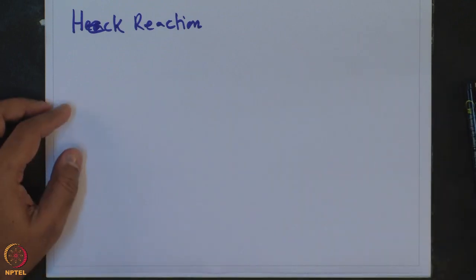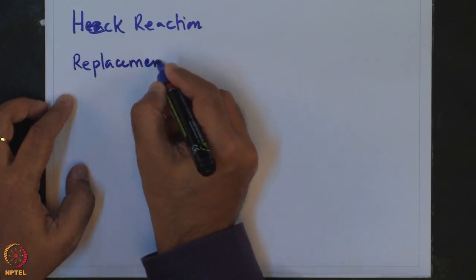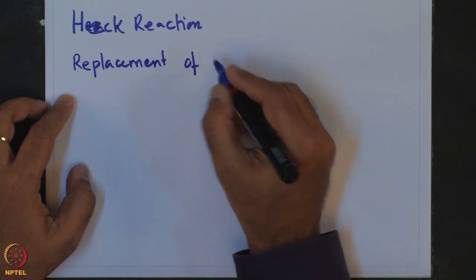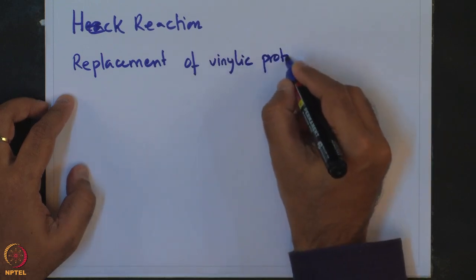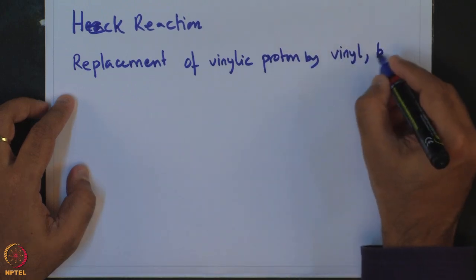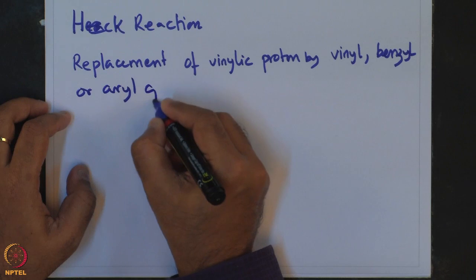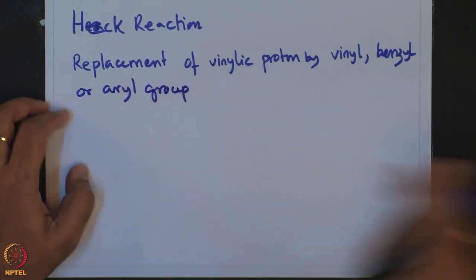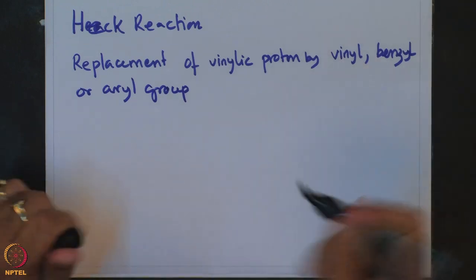And this reaction is illustrated by the replacement of a vinylic proton by a vinyl, benzyl or allyl group. And this is shown over here.